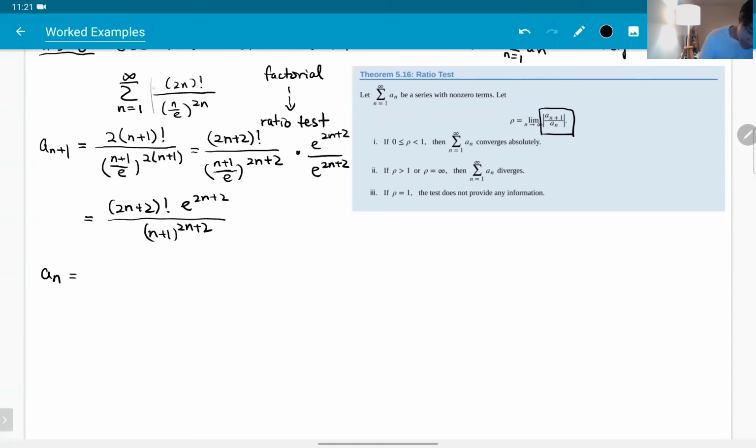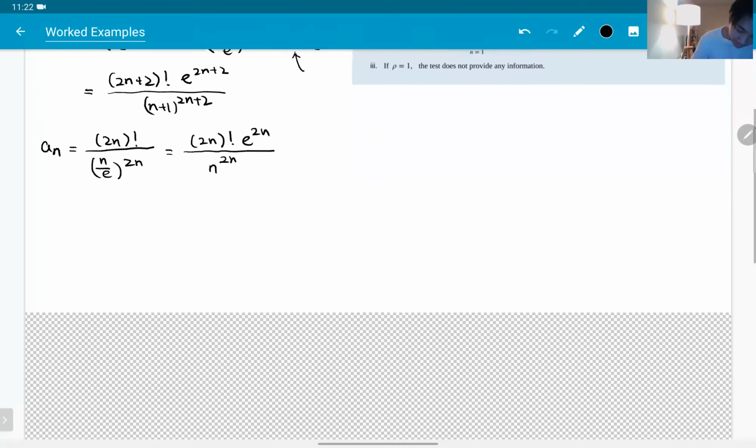Okay, so what is a sub n? A sub n is just what we have here. It is 2n factorial over n over e to the 2n. Again, I want to do what I did over here so that I have one fraction. Then this becomes 2n factorial times e to the 2n over n to the 2n. So now we have to take the ratio of a n plus 1 and a n.